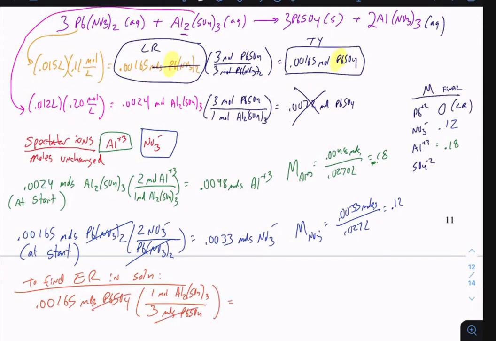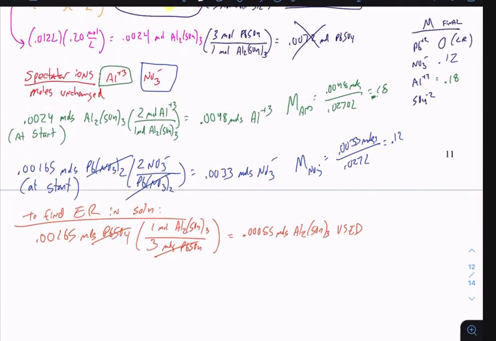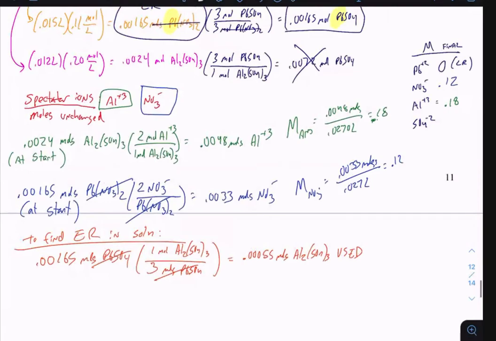Okay, so 0.00165 divided by 3 is going to be 0.00055 moles of aluminum sulfate used. That's how many moles of aluminum sulfate were used. If only I knew how many moles of aluminum sulfate we began with. Do I? Yeah, I do. What is it?